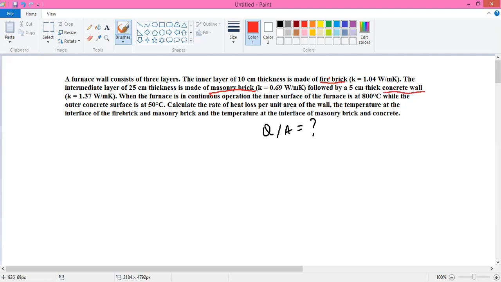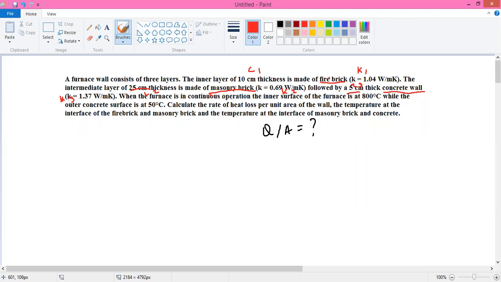So the thickness is given. It is L1 and K1. The second layer, the intermediate layer, has thickness L2 and K2. It is followed by the concrete wall, the third element, with L3 and K3. The thermal conductivity of the third element is 1.3, so it is high when compared with fire brick and masonry brick.